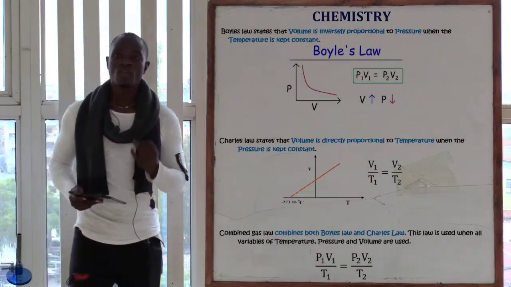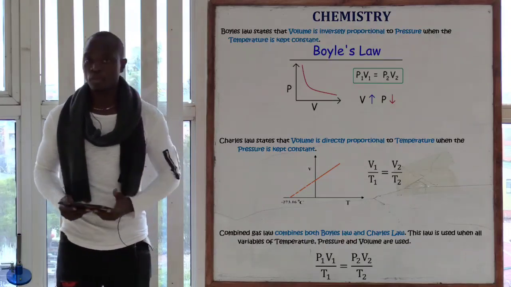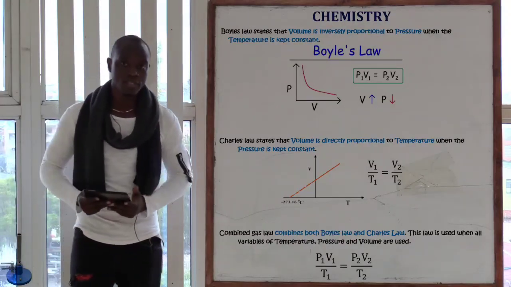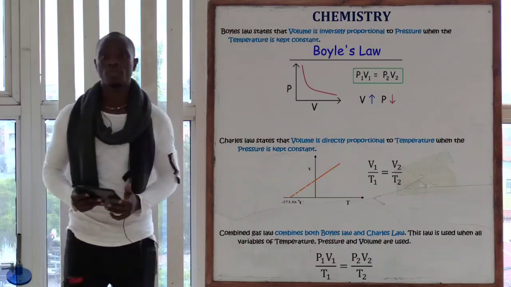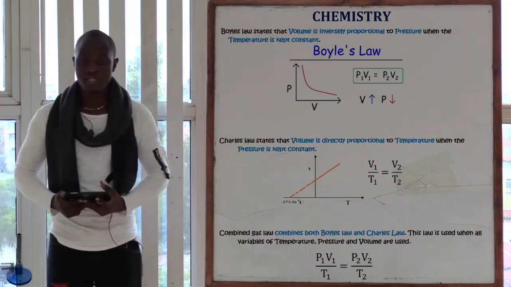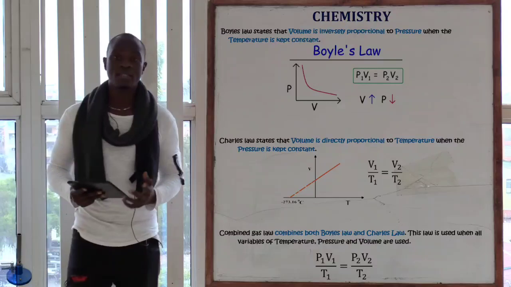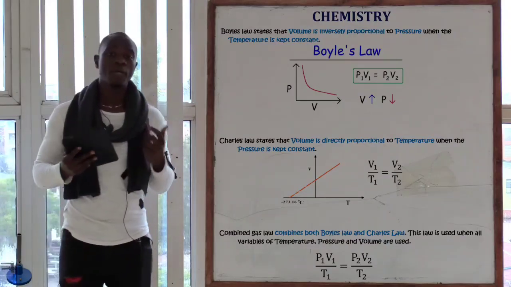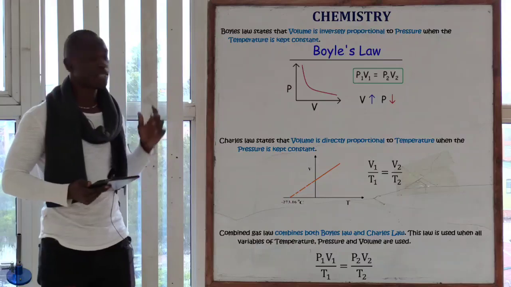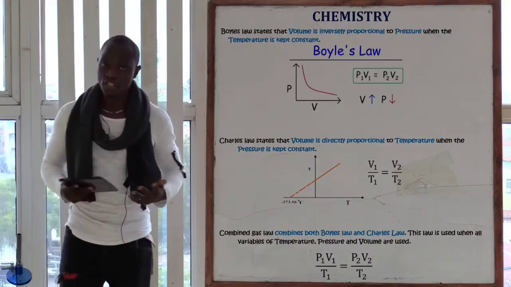It states that volume is inversely proportional to pressure when the temperature is kept constant. And as you can see, that was the formula for Boyle's law. After Boyle's law, we went to Charles' law, and said that Charles' law states that volume is directly proportional to the temperature if the pressure is kept constant. And as you can see, that was the formula of Charles' law.